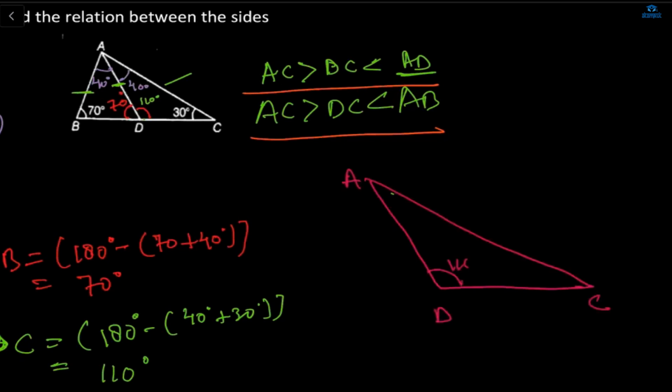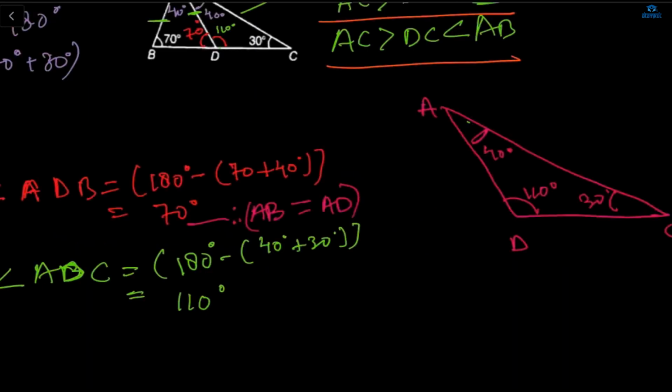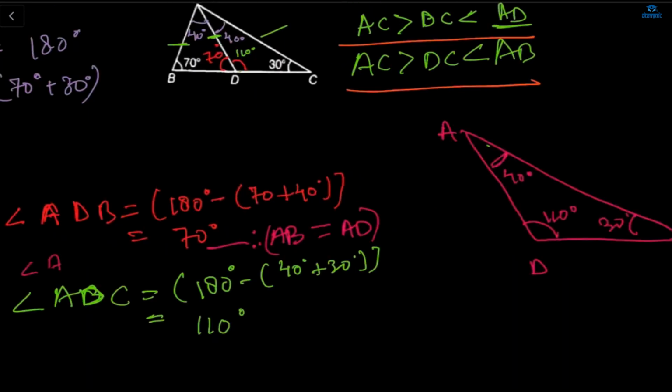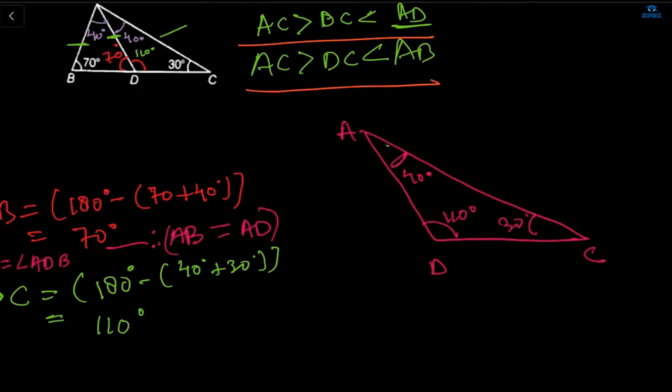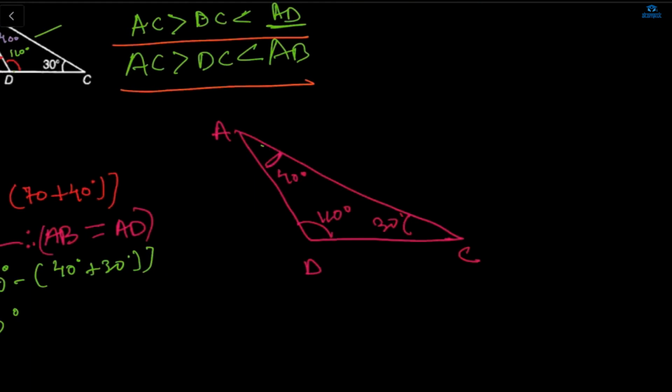So this is 110, and this is 40 degrees, and this is your 30 degrees. Here you have got that AB is equal to AD, because angle ABD is equal to angle ADB. Now, the side opposite to this will be this. So this will be the greatest, because 110 is the greatest angle. The side opposite to the greatest angle will be greatest. This is your theorem. So the side opposite to 110 is the greatest.